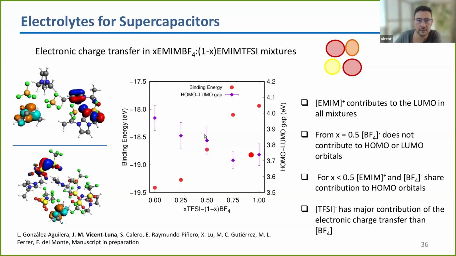At low concentration, tetrafluoroborate shares contribution with the cations to the HOMO orbital. So at the end, the highest contribution to the electronic charge transfer is given by the TFSI anion and not from the BF4.